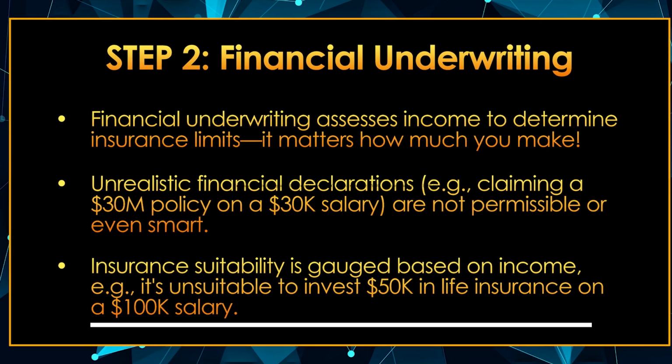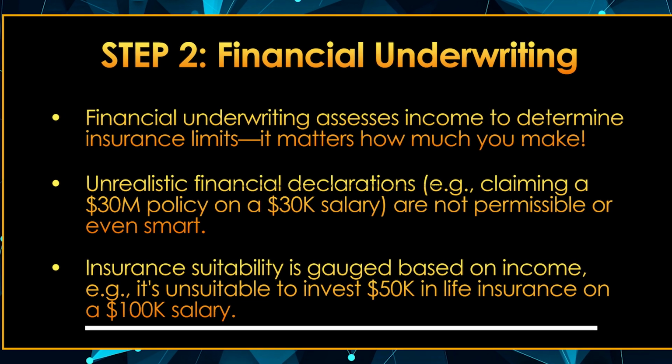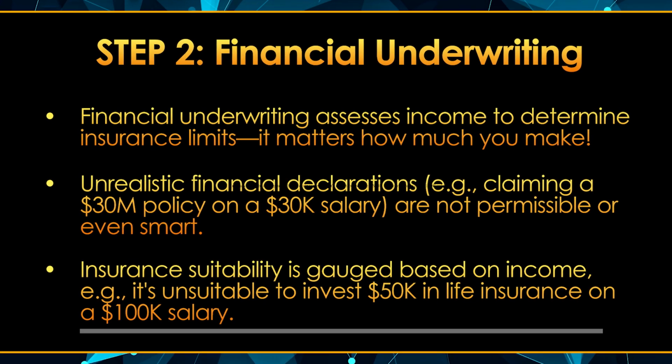And to that point, insurance stability is gauged based on your income. It's not suitable by the insurance company for you to put in 50% of your income, right? Like if you wanted to put $50,000 into a policy every year, but you only earn $100,000. These are the things the insurance company is going to look at, to make sure that the policy being recommended is suitable for you. So it's important to look at your actual income, not after tax, but your gross income and maybe the household income.